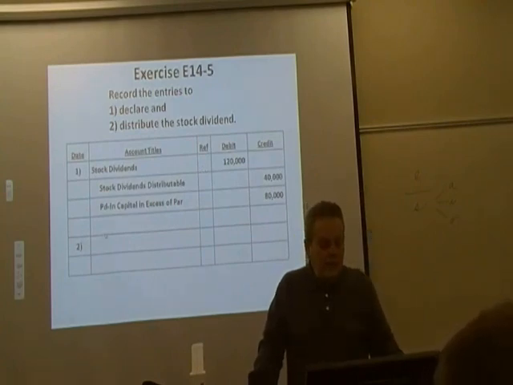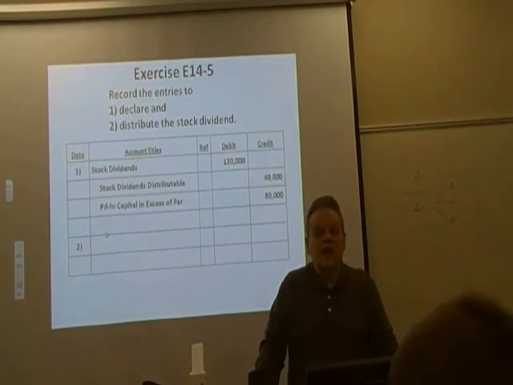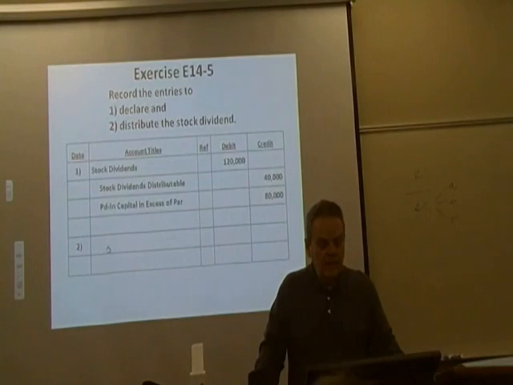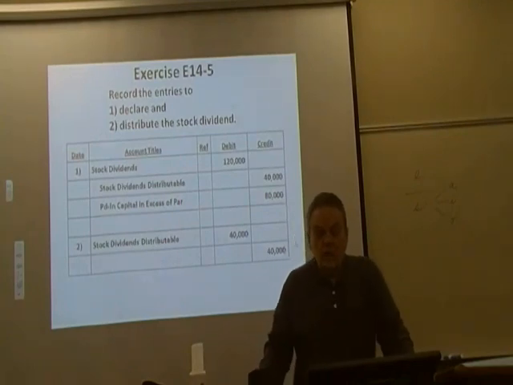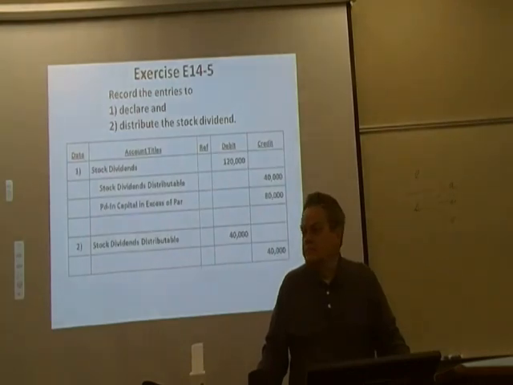Now, it says in the directions, and distribute the stock. I need a new volunteer. I need them fast. David, stock dividend distributable, debit or credit? Debit. Good. How much? 40,000. Real good. And common stock credit for 40,000. You want to hear what happened yesterday, class? The volunteers said credit cash. Why'd you chuckle, Logan? We're not paying. Are y'all with me right this minute or not?